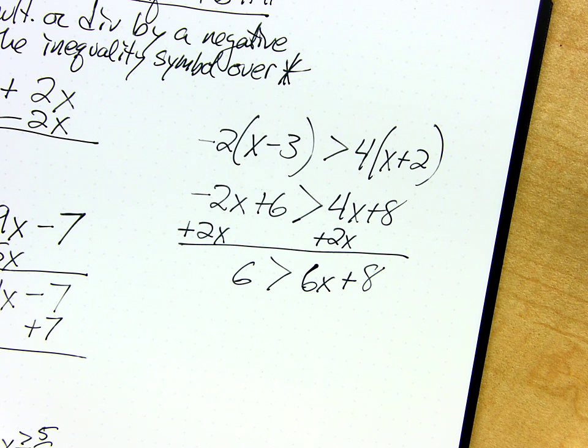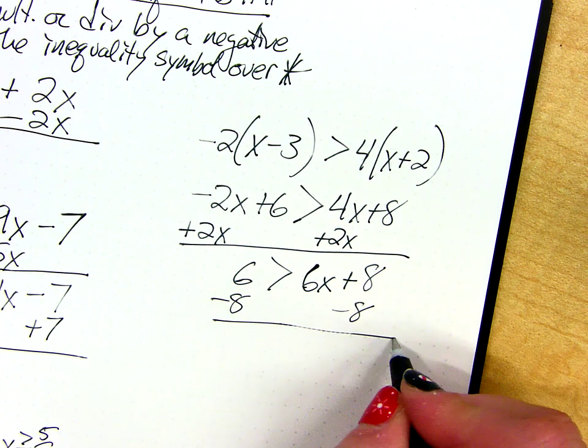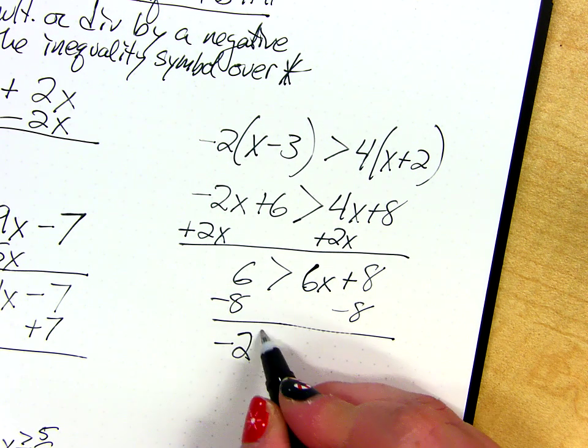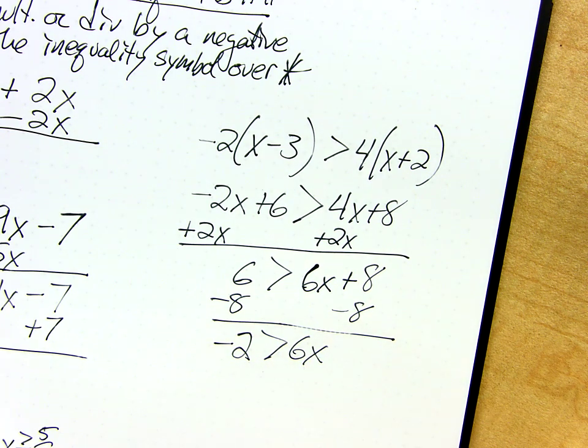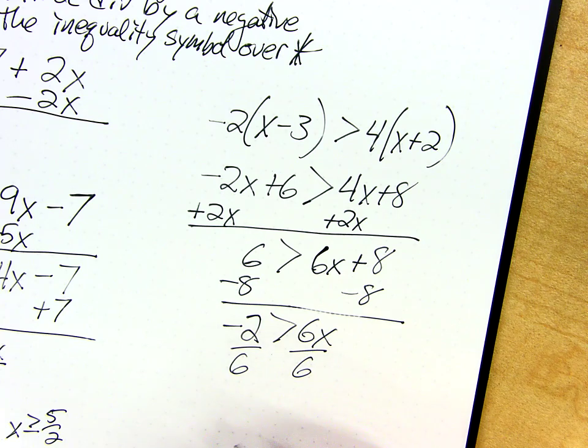Okay, what would I do now, Pablo? Subtract 8 from both sides. You got it. Minus that 8, minus that 8. 6 minus 8 is negative 2. Make sure you guys have a negative. And then all I have to do is divide by 6 on both sides. So what's -2/6 really?